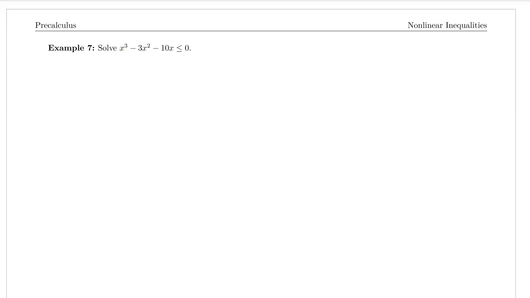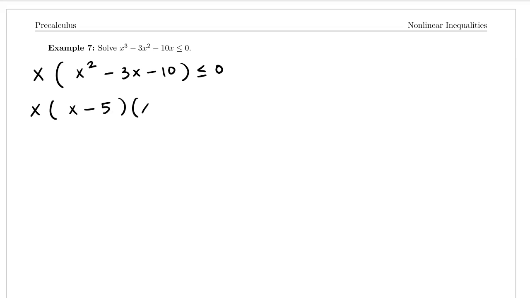Well, something that you may notice is every term in this cubic polynomial has an x in it, meaning that I can factor out an x, and that would leave us with x squared minus 3x minus 10 is less than or equal to 0. Now in the parentheses we have a quadratic remaining, and that is something that we are able to factor, and it would factor into x minus 5 times x plus 2.